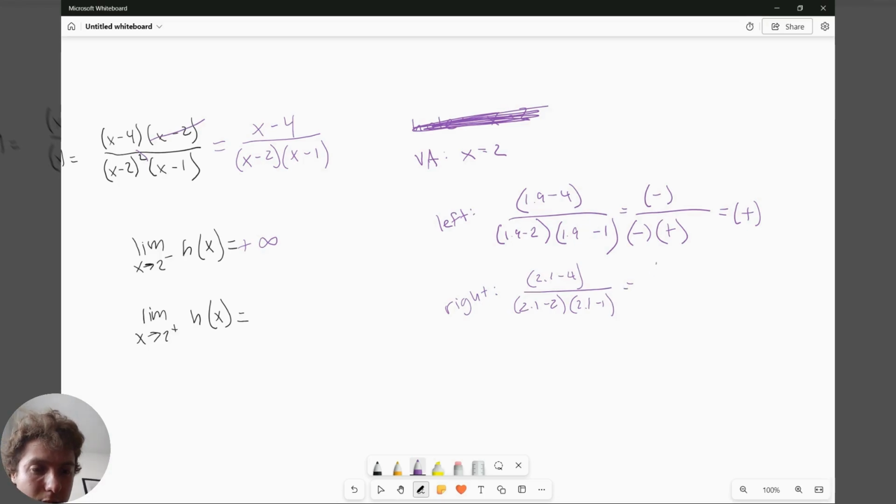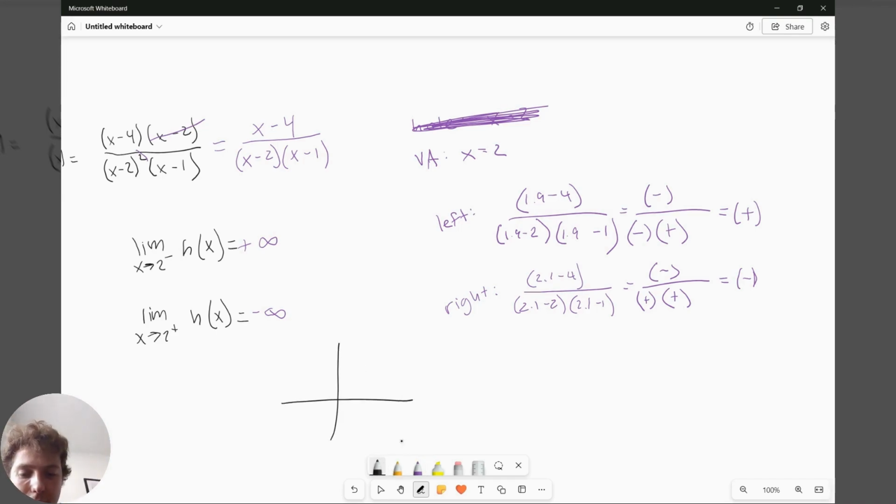Let's see what that gives us. Top would still be negative. Bottom, 2.1 minus 2, that's going to be positive now, and 2.1 minus 1, that's still positive. Check to see how many negatives there are. There's only 1. That's an odd amount. This function then would be negative. So that means it goes to negative infinity around the vertical asymptote.